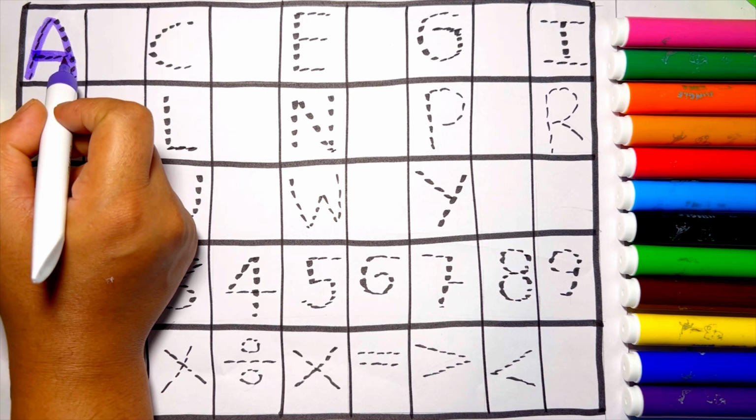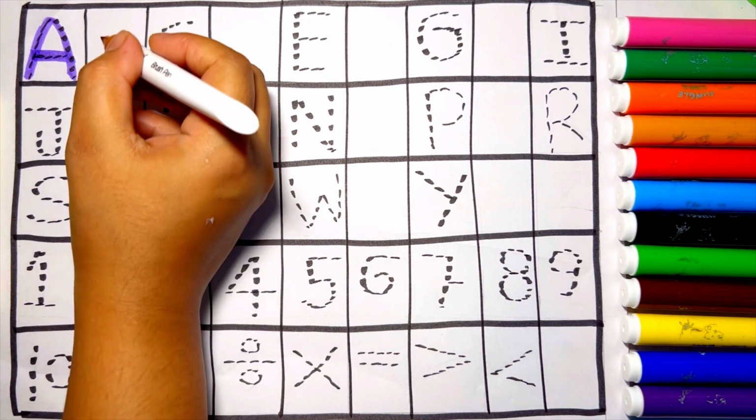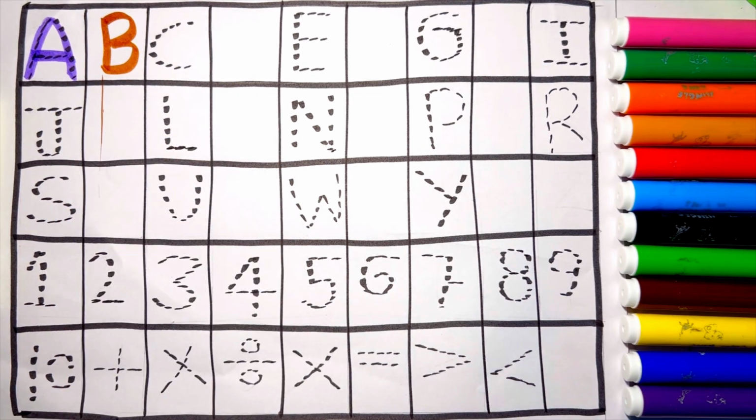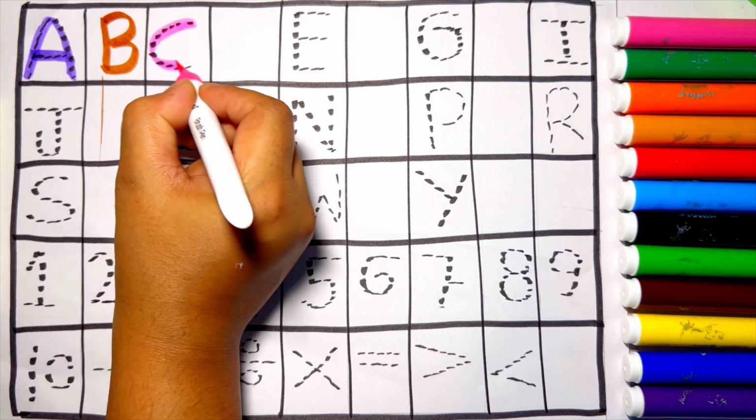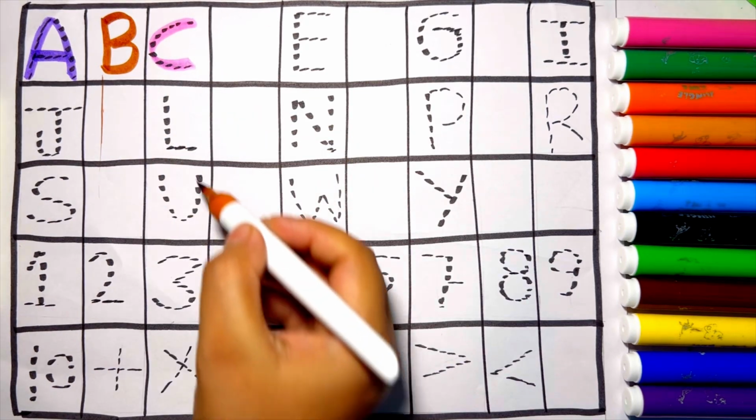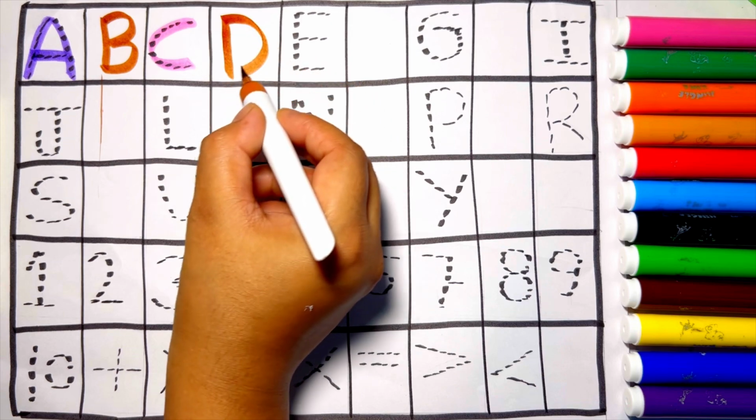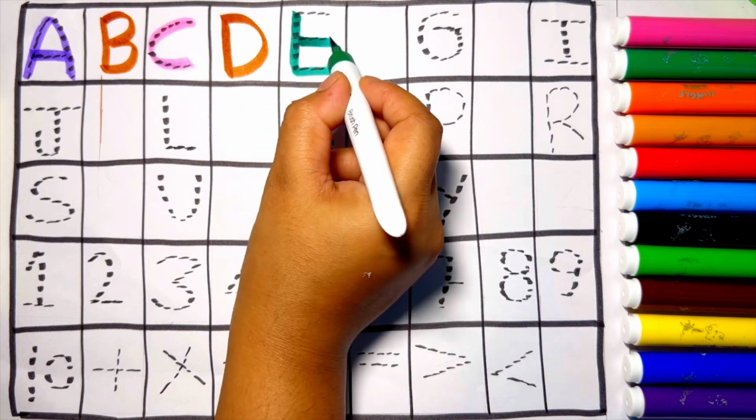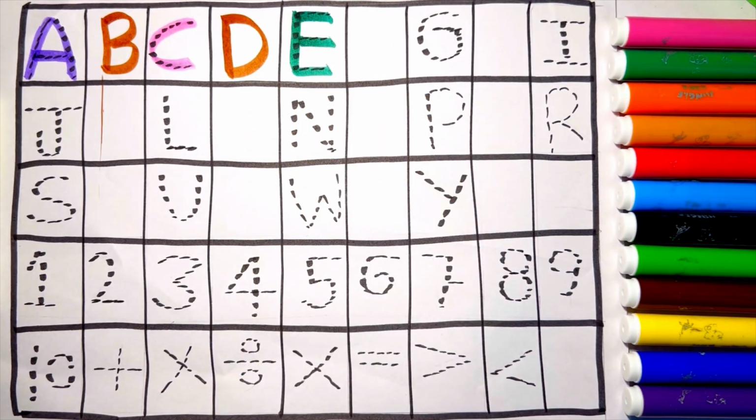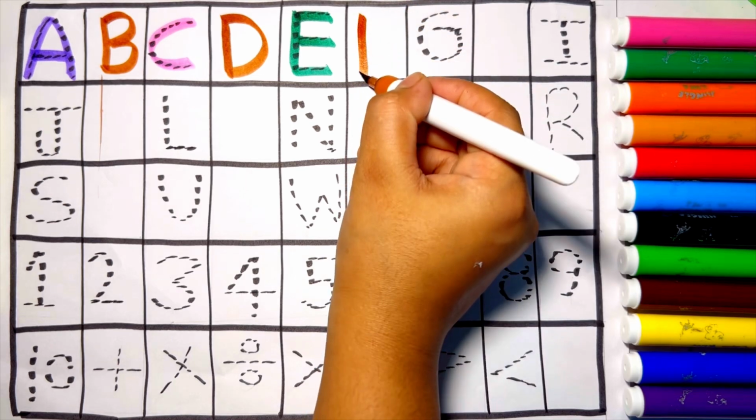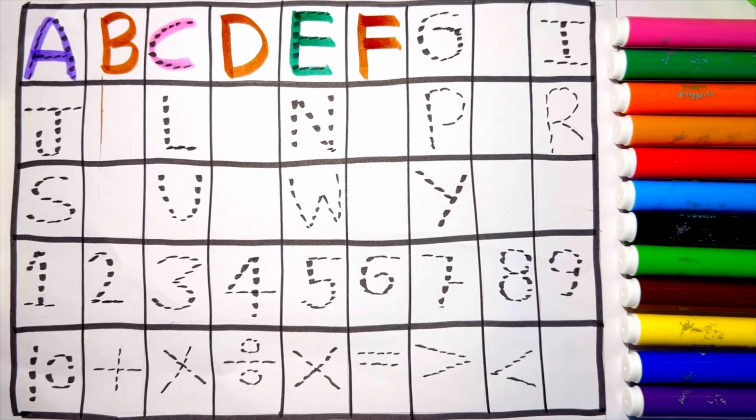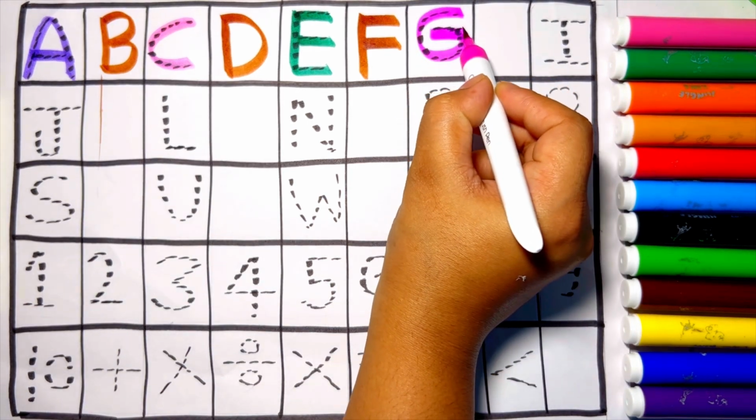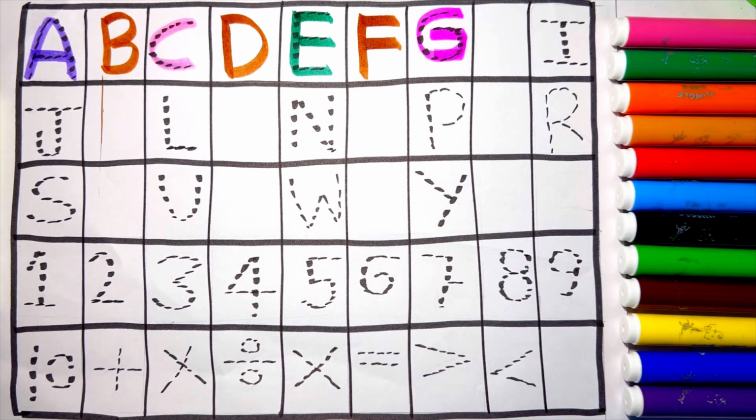A for apple. B for bee. C for cat. D for dog. E for eagle. F for flower. G for guitar.